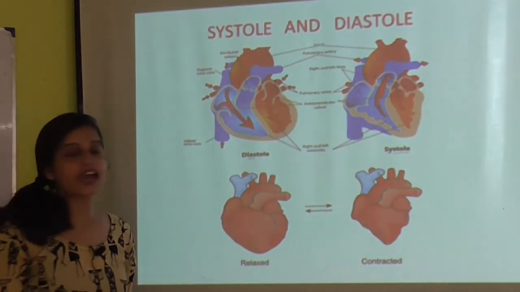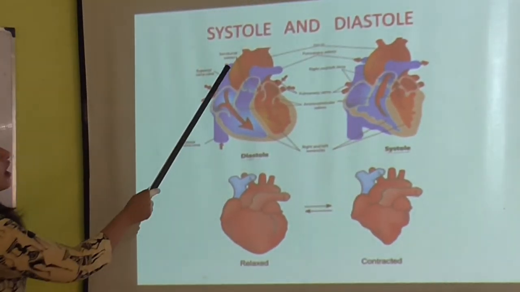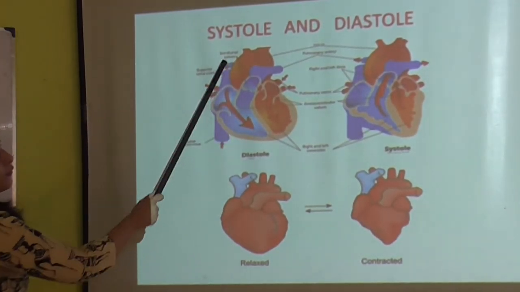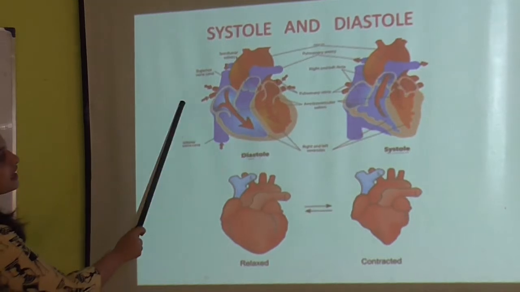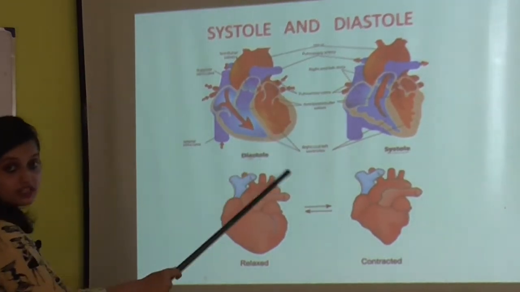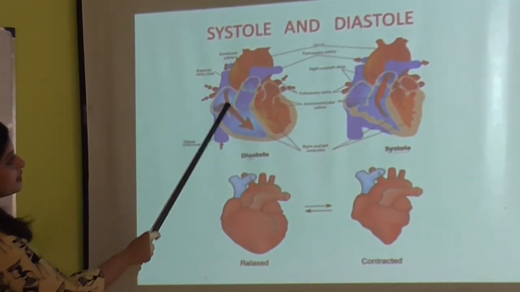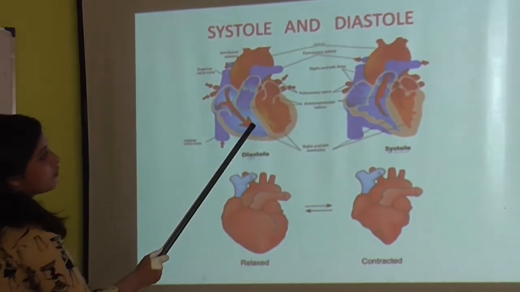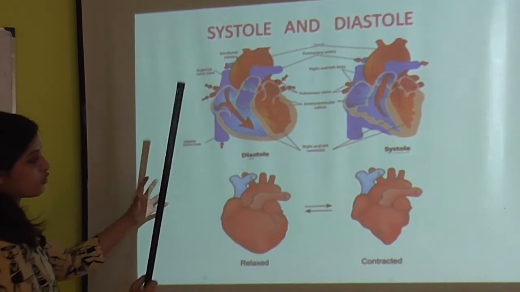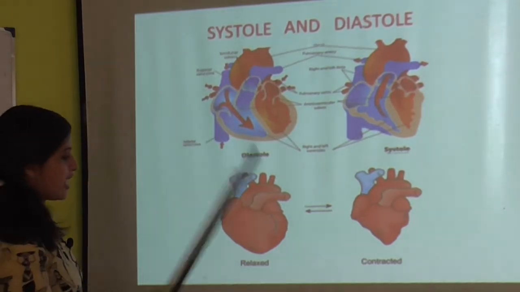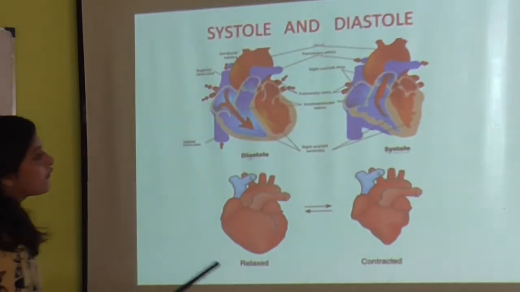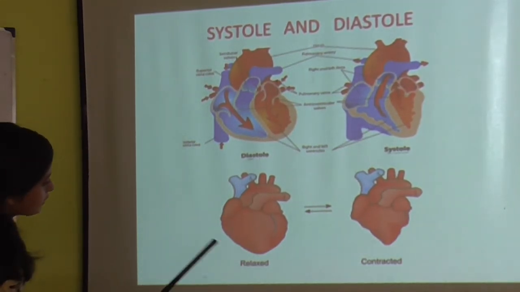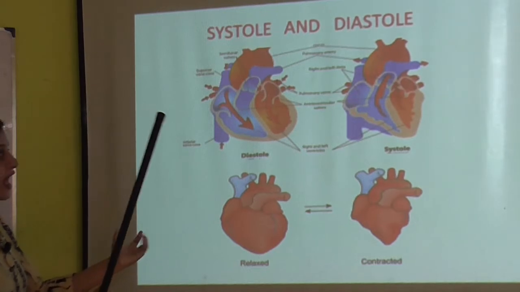So what is systole and diastole? See, when the heart is receiving the blood, both the deoxygenated and the oxygenated blood, from here it is coming from the various tissue, and from here it is coming from the lungs. So what happens? The heart will swell up. When this occurs, we call the term diastole. The heart is relaxed, like it has swelled up and relaxed.